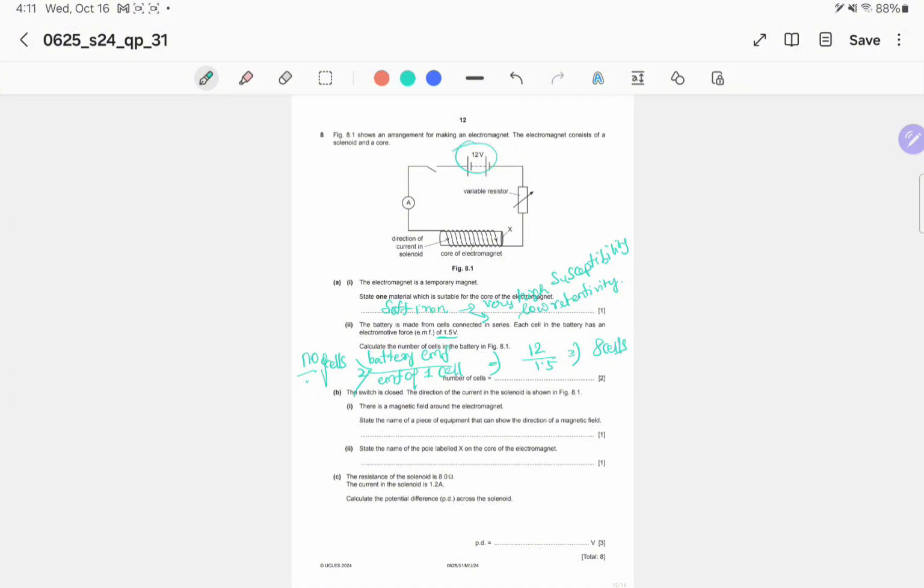Next question: the switch is closed. The direction of the current in the solenoid is as shown, it passes this way, the arrow is given here. There is a magnetic field around the electromagnet. State the name of the piece of equipment that can show the direction of the magnetic field. It is, I think, plotting compass.